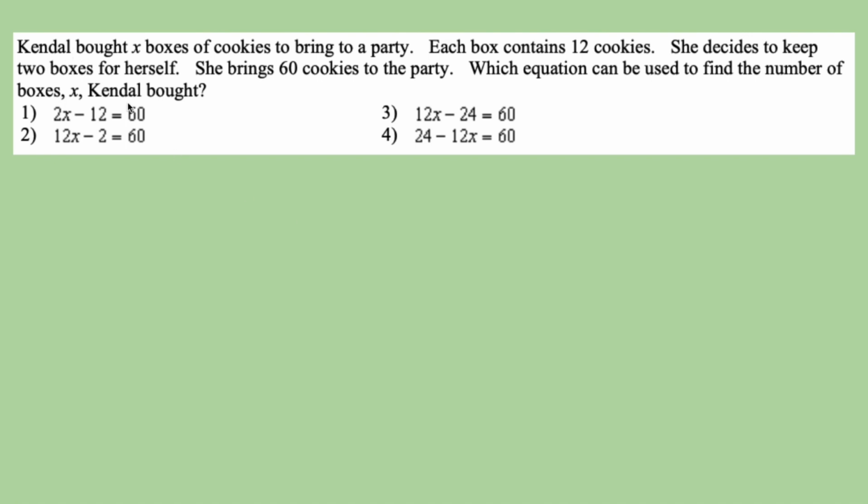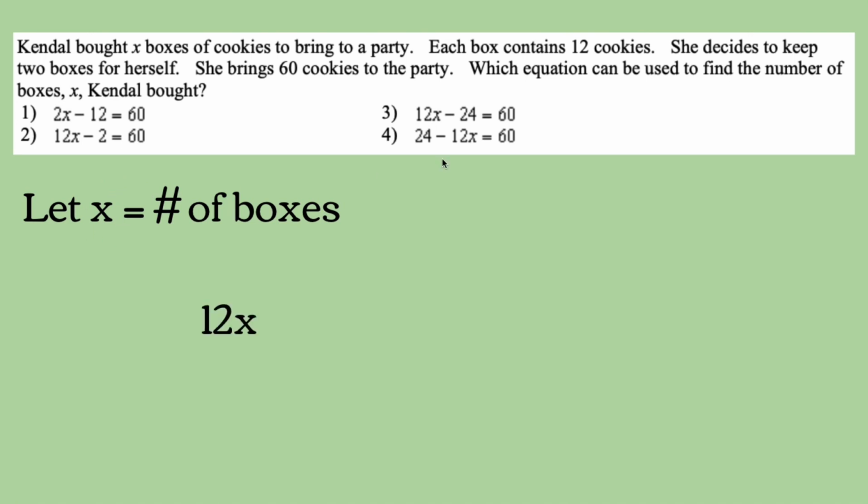So first, we're going to start off with our variable. X is equal to the number of boxes. And we know that each box contains 12 cookies. So it would be 12 times x, because x is the number of boxes and we don't know how many boxes she has at the moment. So 12x, and now she decides to keep 2 boxes for herself. So this would be minus 2, but since we're going in terms of cookies, we're going to multiply 2 with 12. So we would have minus 12 times 2, 12 for the number of cookies and 2 for the number of boxes that she's keeping for herself.